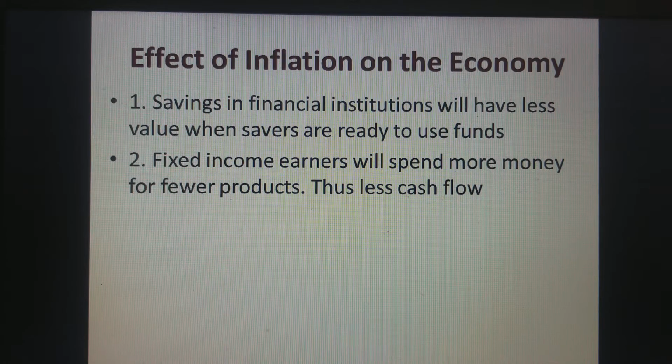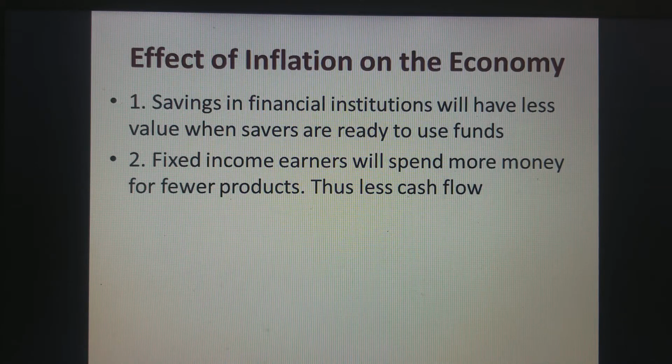Secondly, fixed income earners. Fixed income earners will spend more money for fewer products, right? Fixed income earners will spend more money for fewer products, thus less cash flow. So I said that earlier.